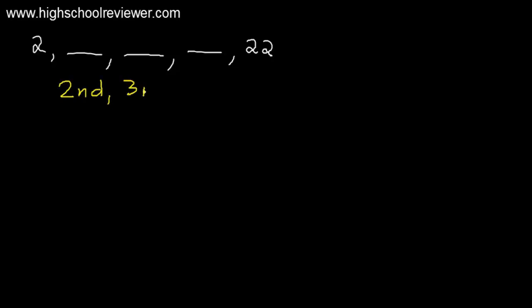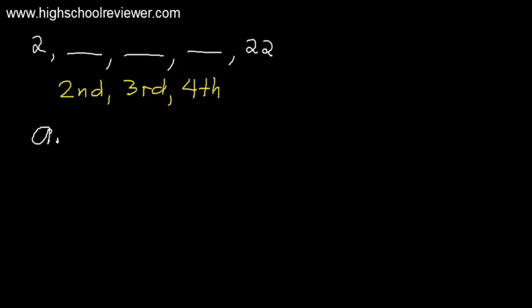Arithmetic sequence. Our next problem, we have positive 2, a blank term, followed by another blank, and another blank term, and then we have positive 22. So we need to find the second, the third, and the fourth term. So to find the missing terms, we need to use this equation.